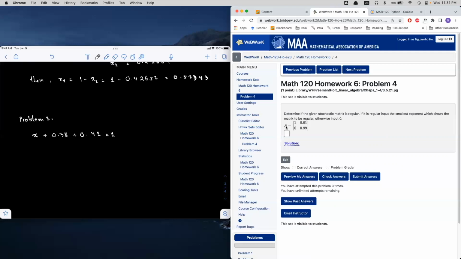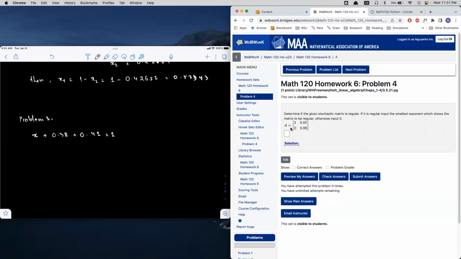So A to the first power still has a 0, so this is not yet a regular matrix. That means you move on to A square. You do the calculations. If you still have 0 in one of the entries, you move on to A cube, A to the fourth, A to the fifth power, and so on.